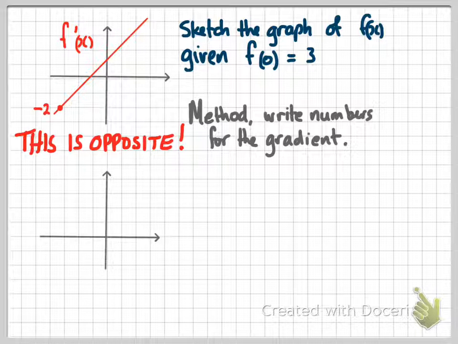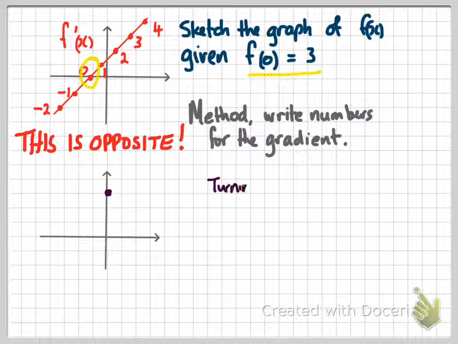Okay, now look where this line crosses, where the value at the y-axis is -2, value is -1 there, 0, 1, 2, 3, and 4. That's not too difficult. We're going to use the point that f(0) equals 3. That's that dot there. And now we need a gradient of 1.